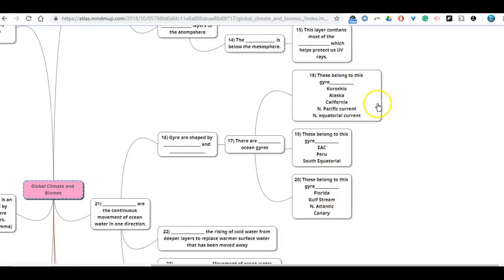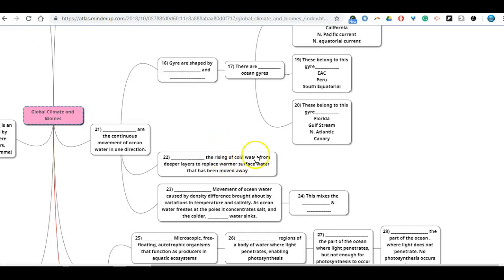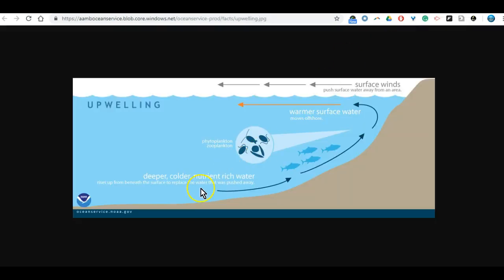So for 18, 19, and 20, just make sure you know which currents these belong to. There's actually one more set that you're going to need to know. For 22, we call the rising of cold water from deeper layers up to the top upwelling. And here's a good example of that.